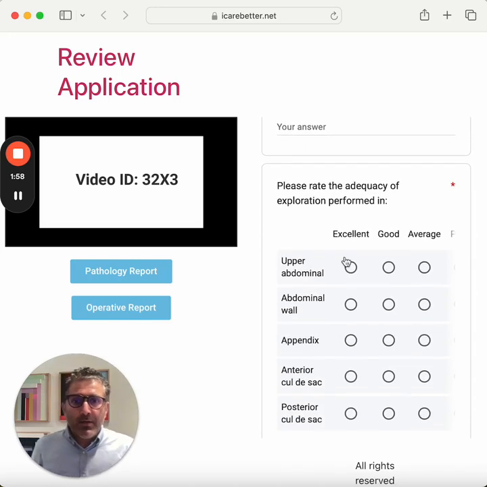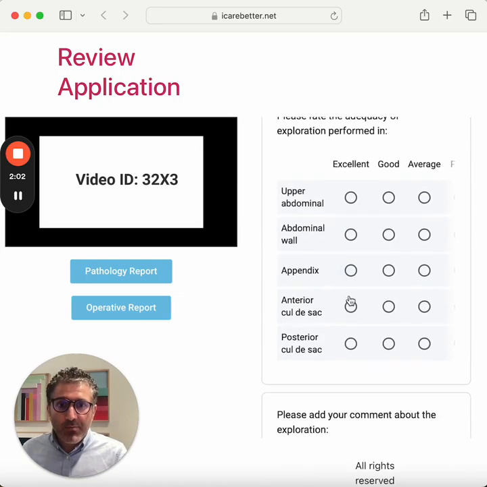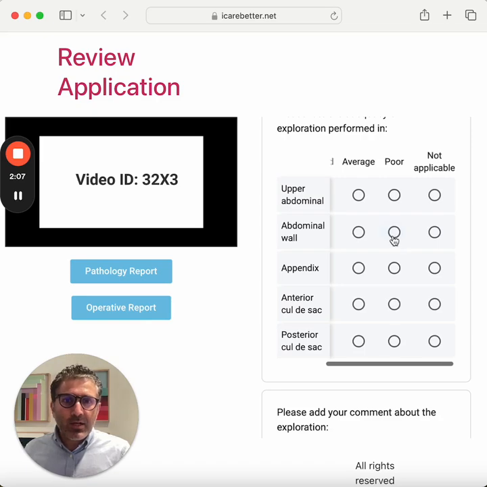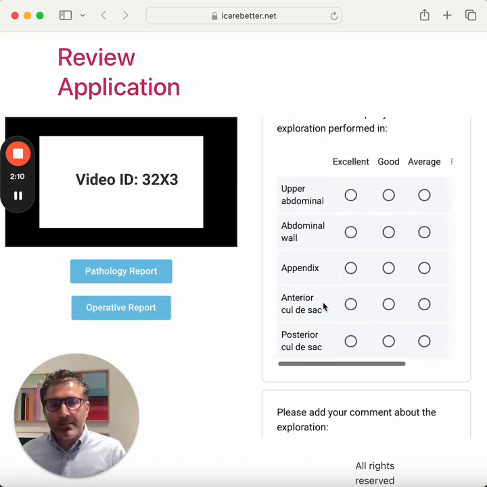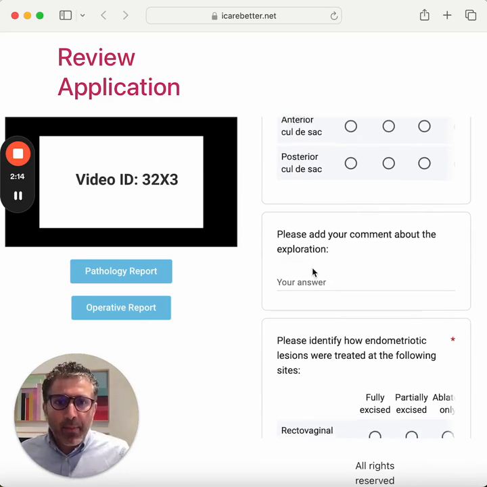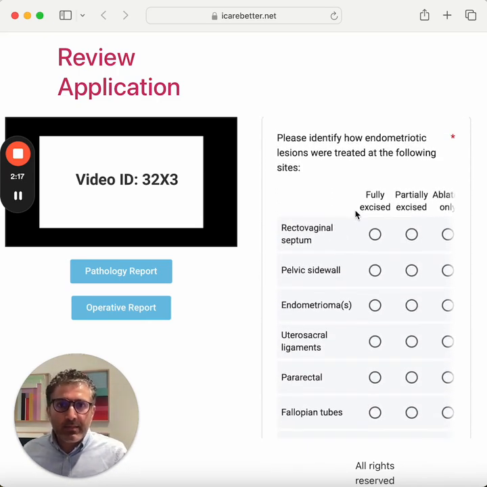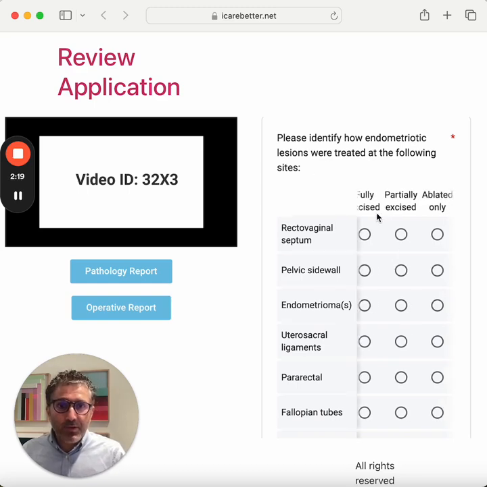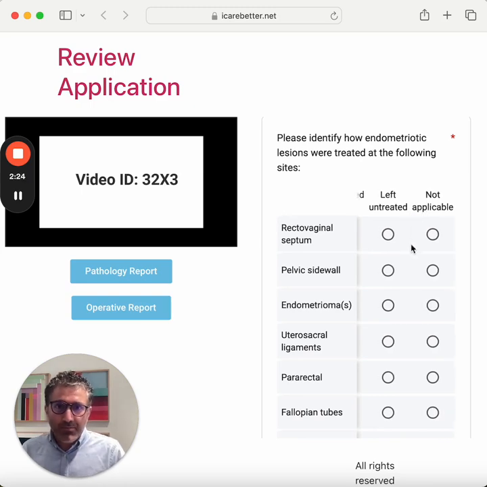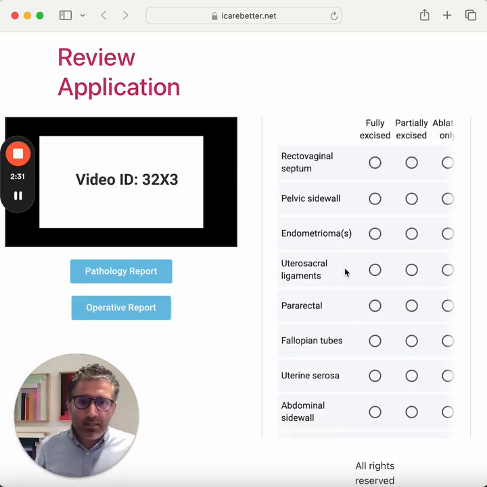Now, we ask surgeons to rate the adequacy of exploration in different parts of the body, upper abdomen, for example, posterior cul-de-sac. They can say not applicable, up to excellent. There are different explanations for that. I'll get into more details later. And comments. Then here is how endometriosis was treated: fully excised, partially excised, ablated only, left untreated, or not applicable. Obviously not applicable means there is no pelvic side wall lesion. But it's, I think, self-explanatory.